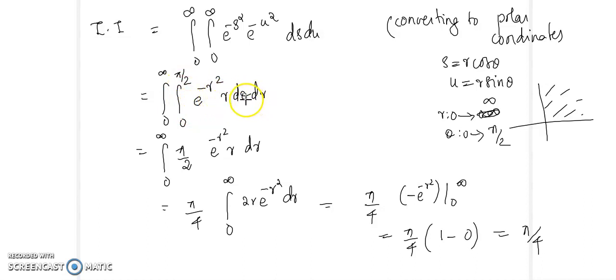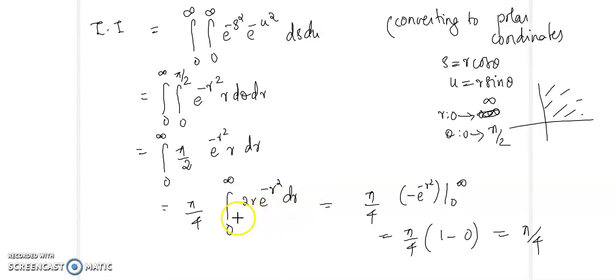Now when we integrate theta, you will get theta from the limit 0 to pi by 2. So pi by 2 comes. So remaining you will have integral 0 to infinity pi by 2 e raised to minus r square r dr. Now let me multiply and divide by 2. So you will get pi by 4 integral 0 to infinity 2r e raised to minus r square dr.